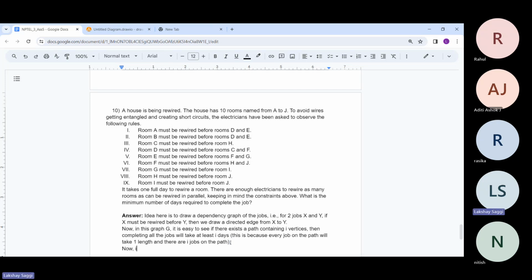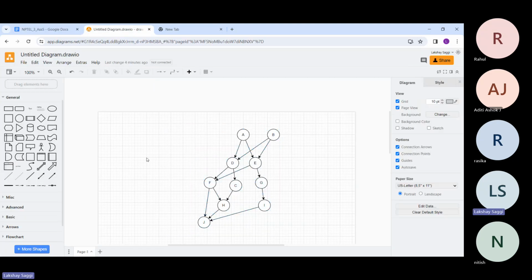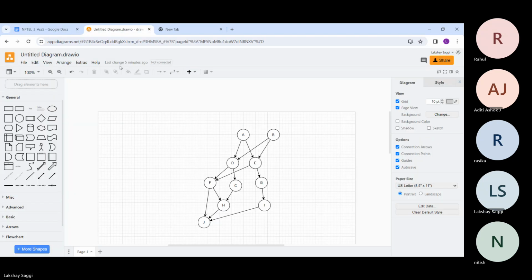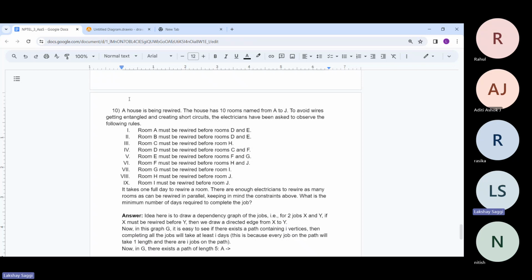So now G is the graph which I refer to here. I'll add this in the solutions also. In this G, we can see that there exists a path of length 5. And what's the path? The path is from A to D to C to H to J. A, D, C, H, J.